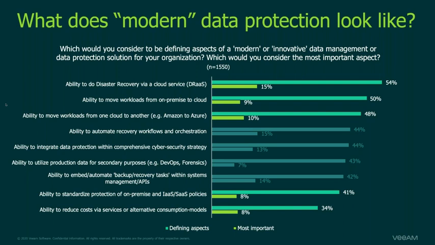But then interestingly, numbers 2 and 3, which are not far behind that DRaaS piece, were the ability to move workloads from on-premises to the cloud, right? That's a migration, which is really just a planned disaster recovery event. And the ability to move workloads from one cloud to the other, e.g. from AWS to Azure or vice versa. And also important is the ability to standardize protection of on-premises and IaaS and SaaS policies, right? So really just unify into a single solution the ability to protect cloud, virtual, and physical workloads.